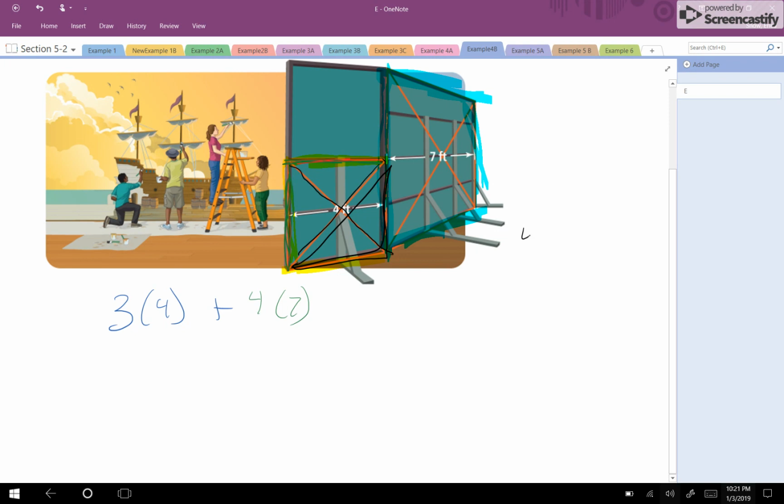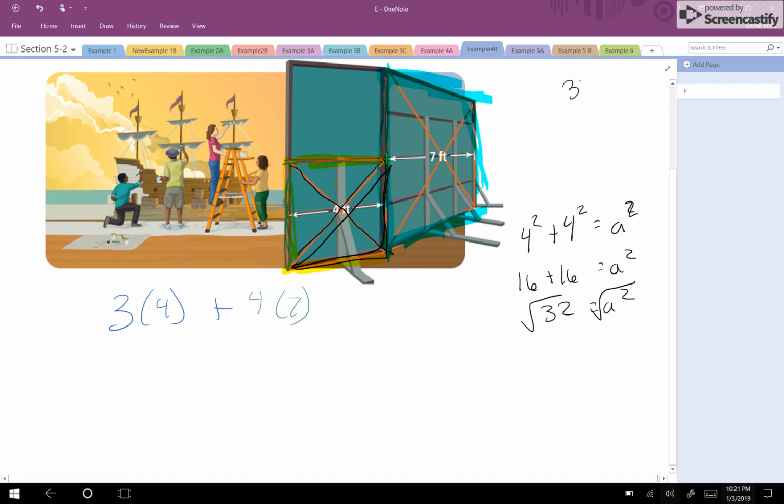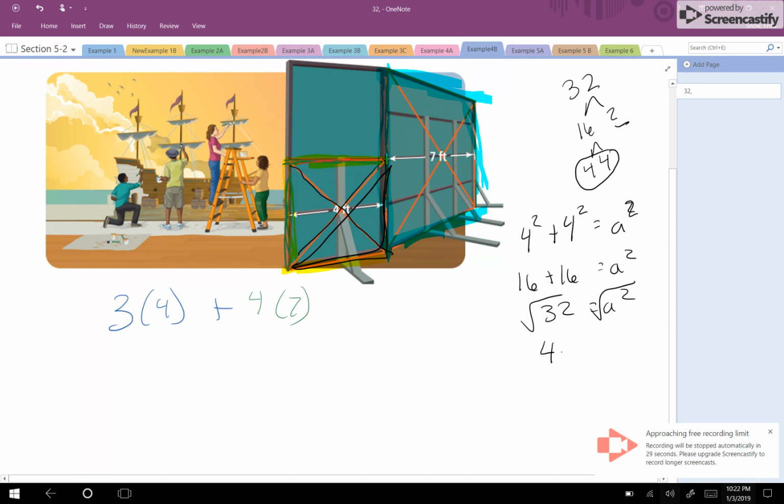So we get 4 squared plus 4 squared equals, and we're going to call that A squared. So we get 16 plus 16 equals A squared. And then we take our square root. Now, if I do 32 up here, we now have a pair of 4s with a 2 left over. So this is going to be 4 root 2.